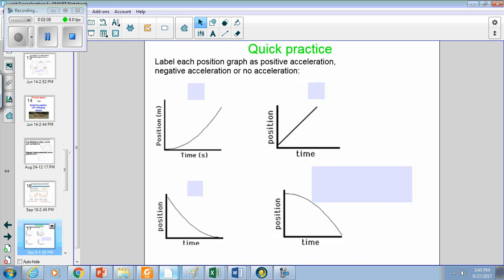All right, so quick practice. So here we have a couple of different graphs, and I want you to identify whether or not they are positive, negative, or no acceleration. So these are all position time graphs. We're not doing anything with numbers yet. We'll save that for the next section.